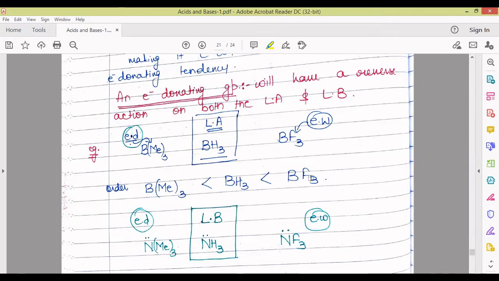So the trend is that BF3 is more acidic than BH3, and the methyl groups, as we know, are electron donating groups. They will donate their electron density towards the boron atom, and they will decrease its electron deficient nature and make it behave as if it has sufficient electrons. It will decrease the Lewis acidic character of BH3 when we replace hydrogens with methyl. So it has the least Lewis acidic character.